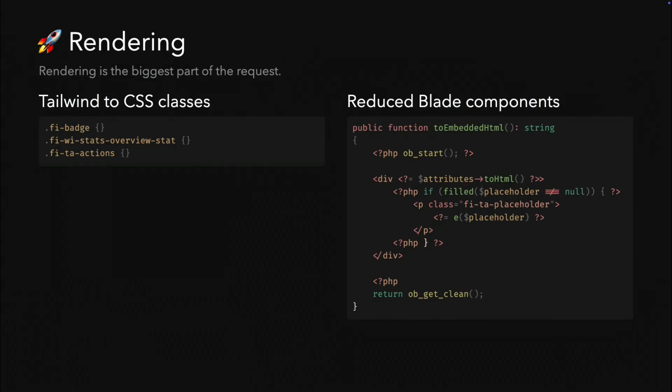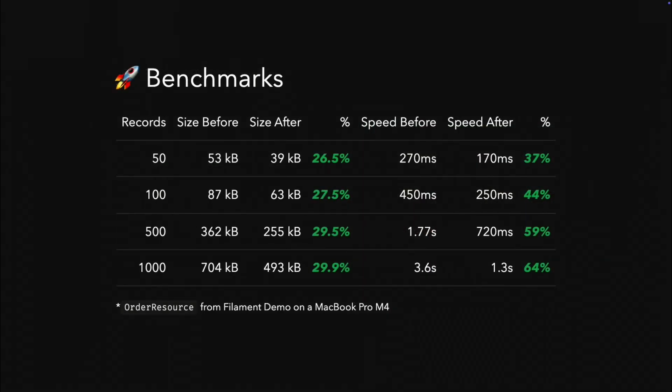So we went back to the roots, and for important components, we now use PHP as it was intended, as a templating language, and we removed Blade components in that part completely. And so this gave us some significant improvements. Of course, the larger the table gets, the better the improvements, because you don't have all the boilerplate around it.